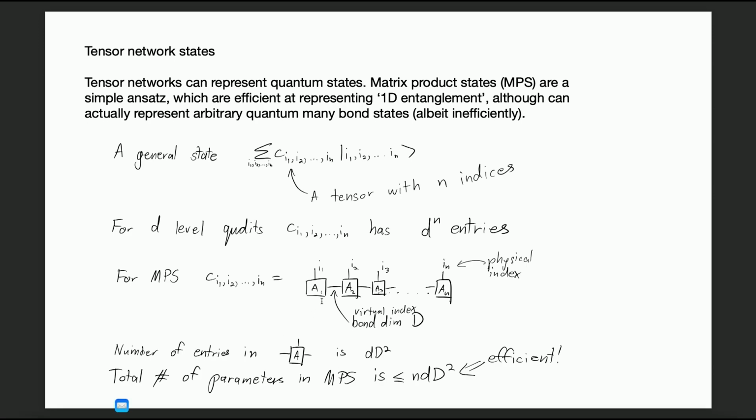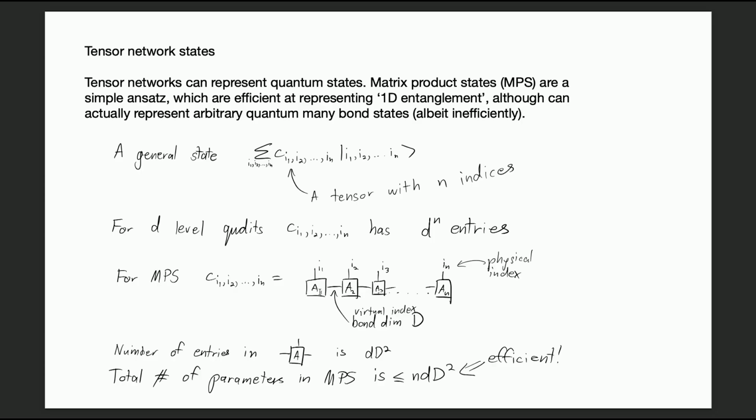The way to see this is you just count the number of parameters that you have to describe such a tensor network. If you look at a single tensor like this A tensor, the number of entries in it is just the product of the bond dimensions of its indices. In this case, it's going to be d, the physical dimension, times the bond dimension squared.